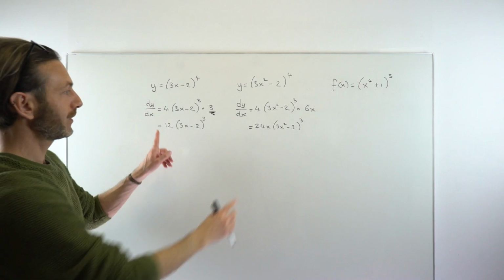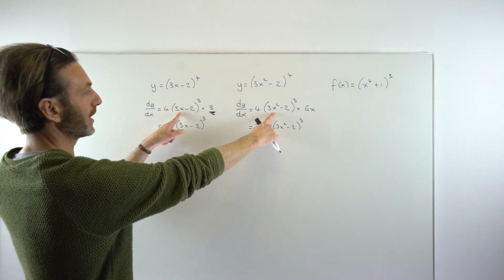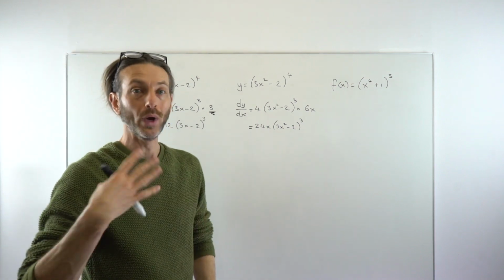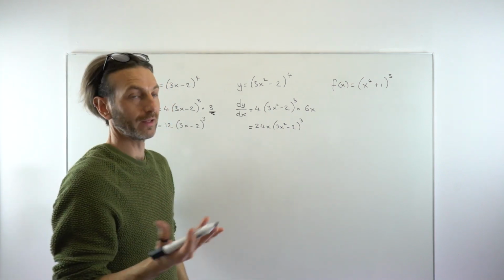Okay, so different forms, subtly different. All that's happened here is I've made my 3x into a 3x squared, but it's changed the way you need to think about the derivative slightly.